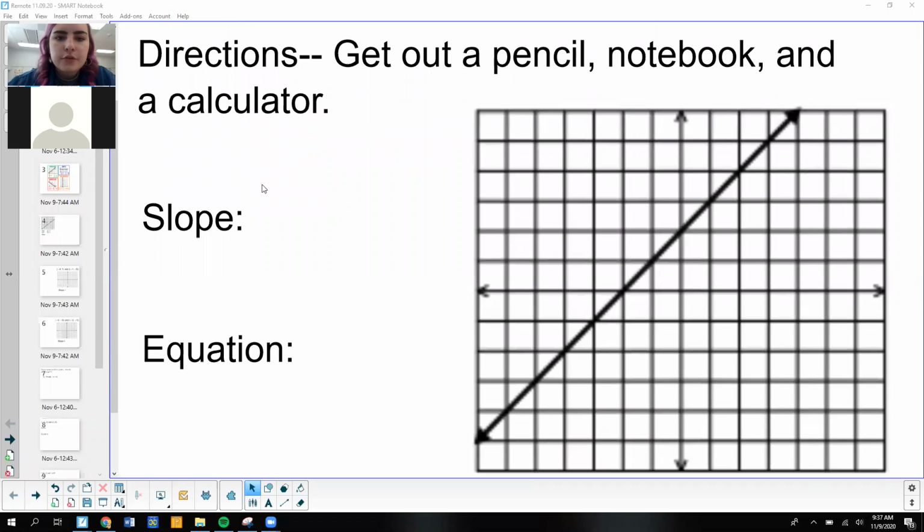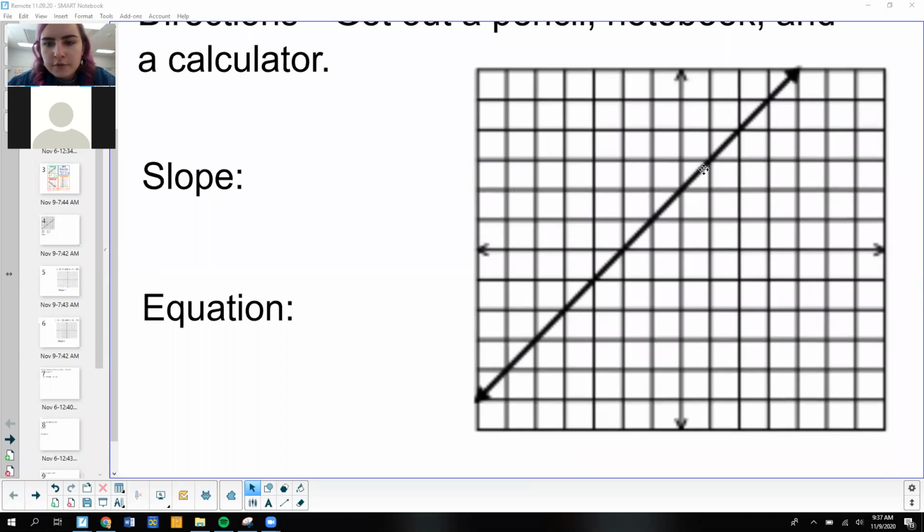So for this one, it says, find the slope and the equation for this line. If we remember from last time I saw you guys, we've talked for several weeks about slope and the relationship with equations, lines, tables, points, all of that. To find the slope of this line, already I can tell we're going to have a positive slope because it's going up from left to right. I can go ahead and calculate my rise over my run.